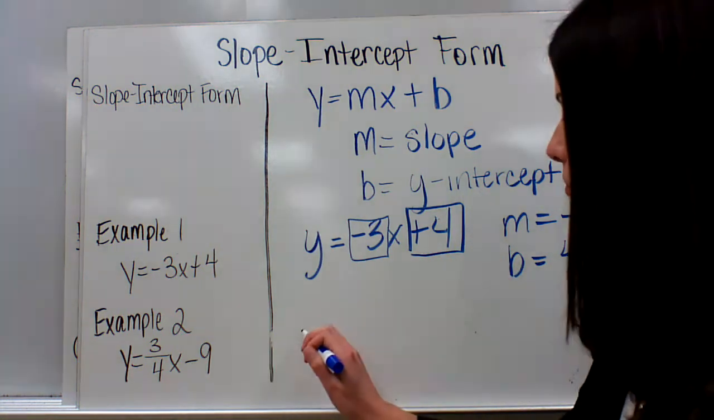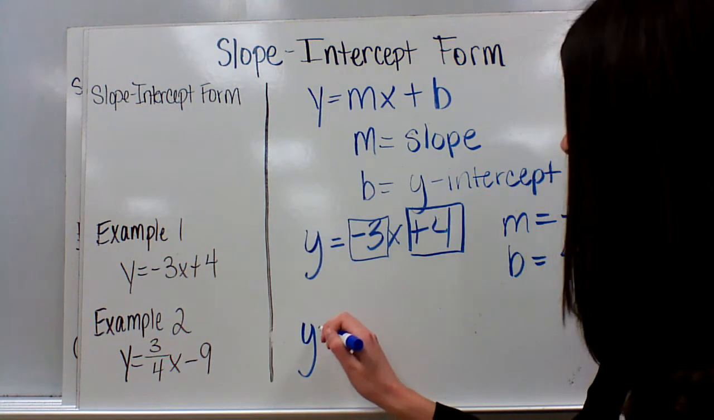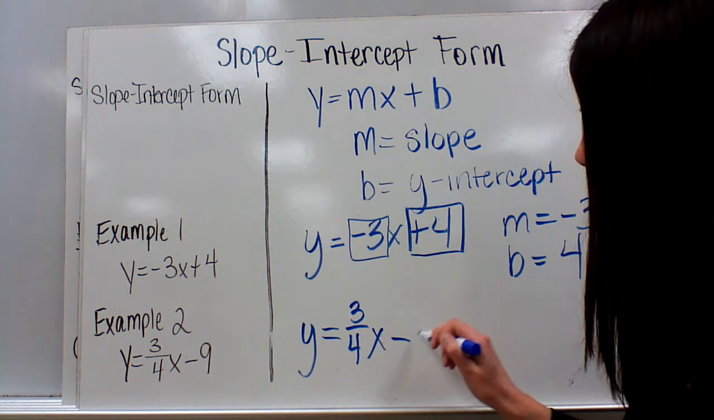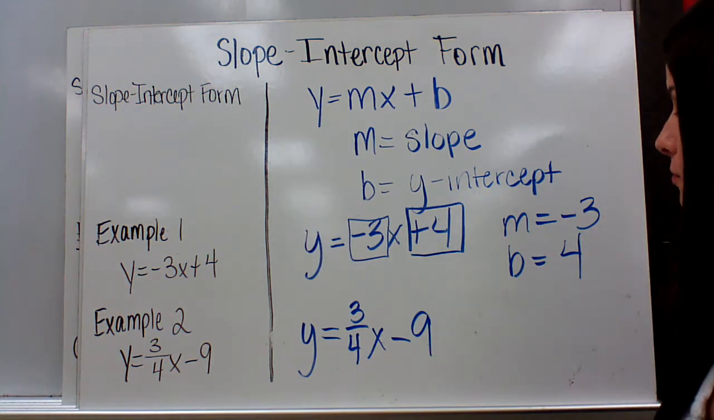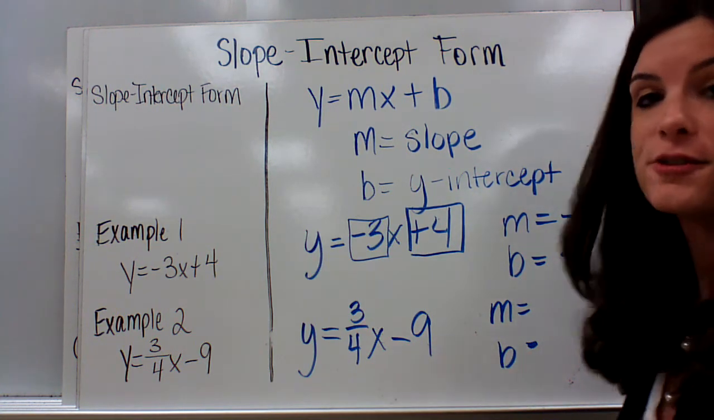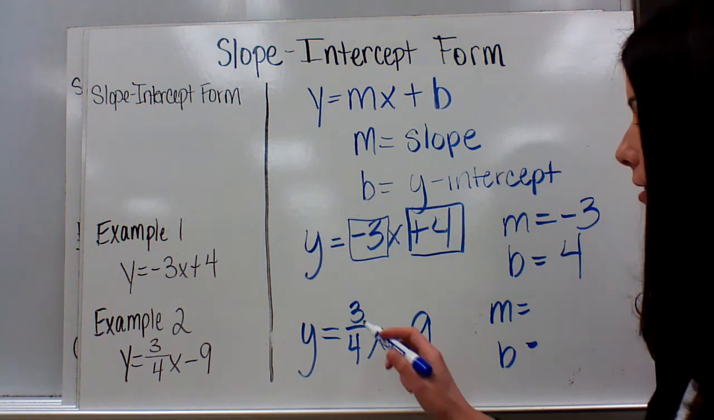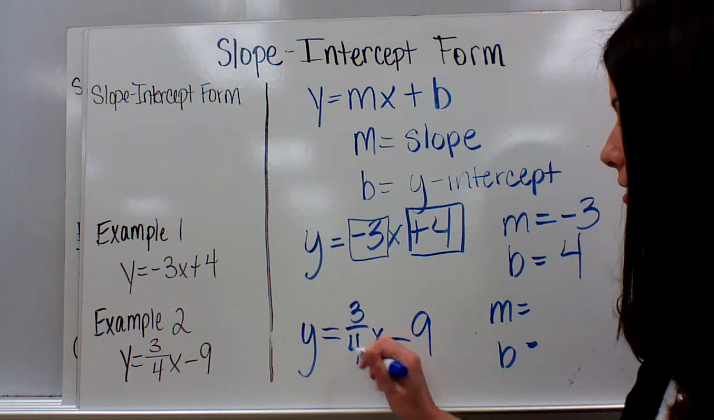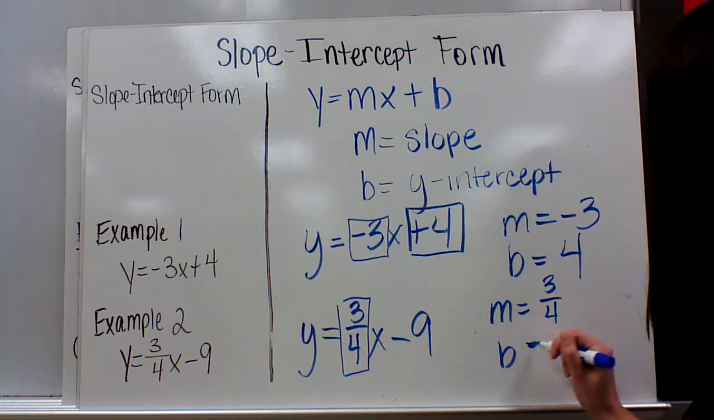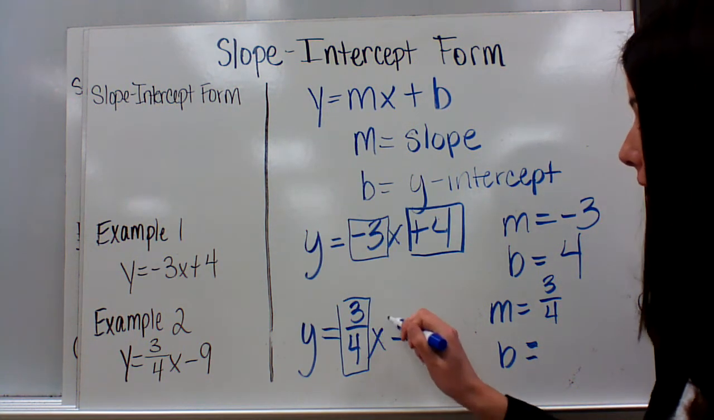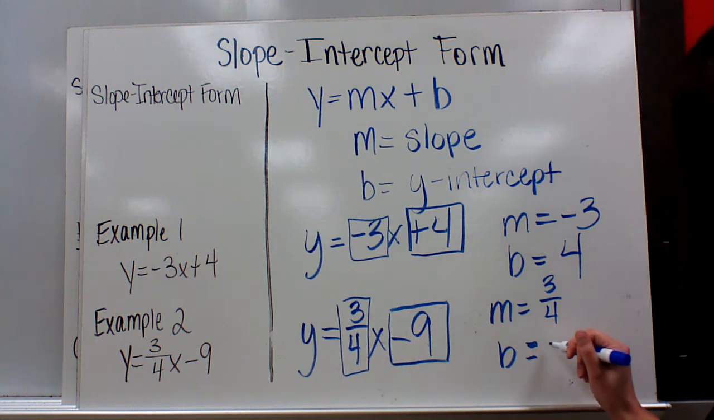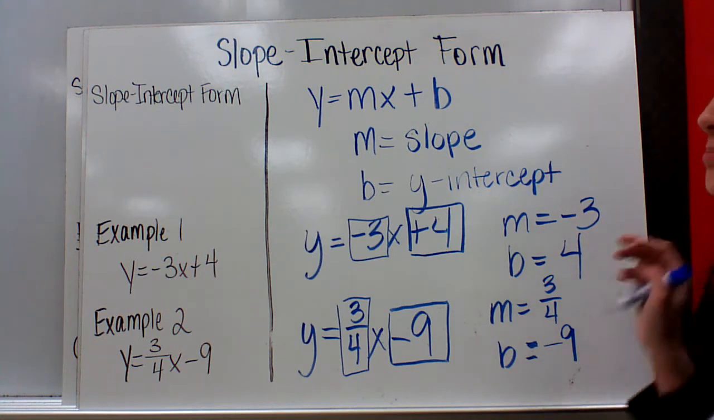Let's try another one. We have y equals 3/4 x minus 9. Do you think you know what the slope and the y-intercept is? Let's see if you're right. The slope is right in front of the x. So our slope for this line is 3/4. And our y-intercept is at the end. Since it is subtracting 9, our y-intercept is -9.